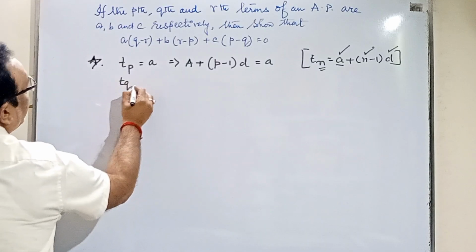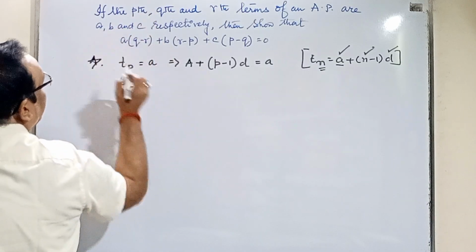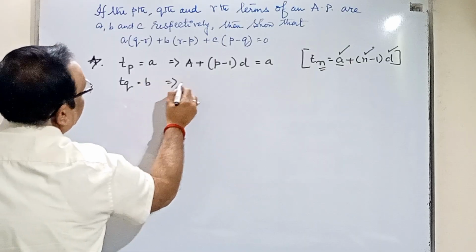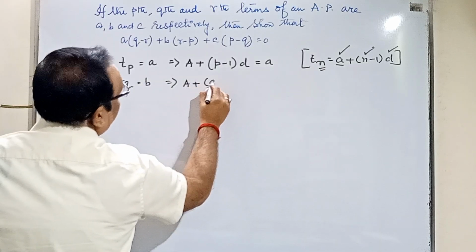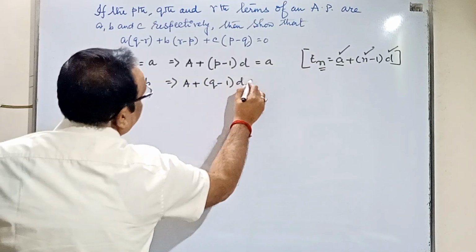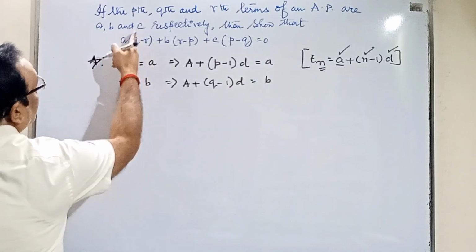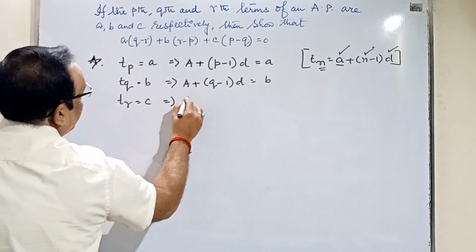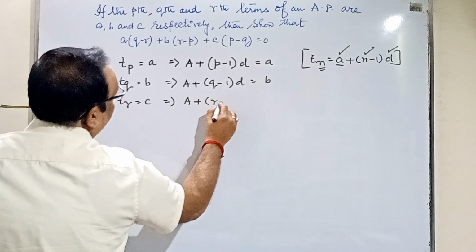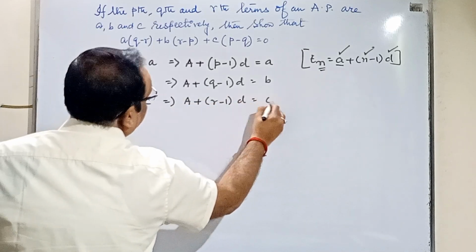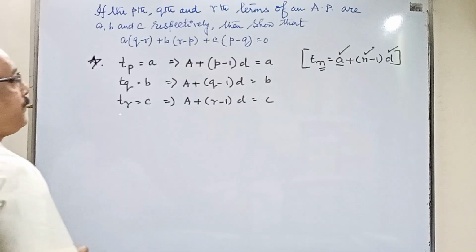The qth term is given B. So the qth term is B. That means A plus (Q minus 1) into D is equal to B. The rth term is equal to C. That means A plus (R minus 1) into D is equal to C. Here the n is R.